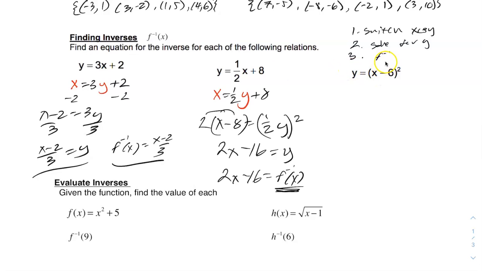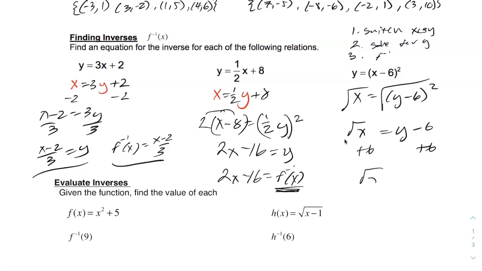Same thing with this one. Now again, switch x and y, so it's going to be x equals y minus 6 squared. Then you just solve. Now here, the first thing I do is square root. So square root of x equals y minus 6. I mean, you can put plus and minus square root of x. Usually we just assume we're being the positive one, and then plus 6. And there you go. Or f negative 1 of x.